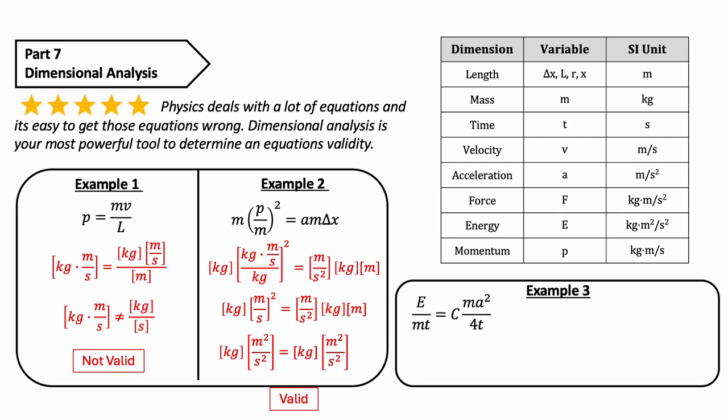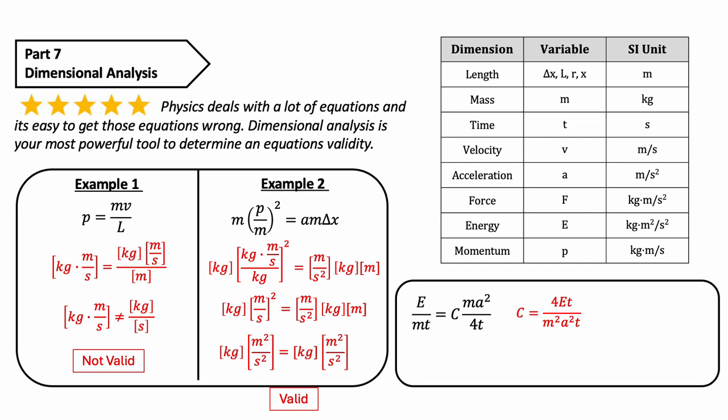So how do we do this? What we need to do is just solve this equation for C. So let's go ahead and practice our equation solving to get C all by itself here. Well, solving that for C is going to be multiply both sides by 4t, divide both sides by ma squared, and we're going to get what we have over here.